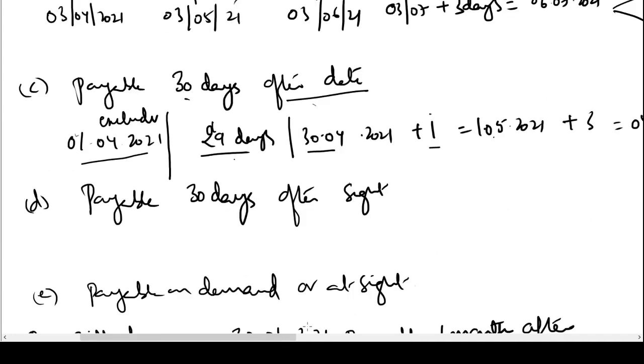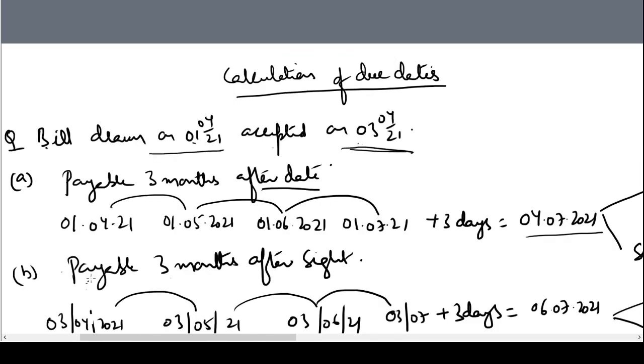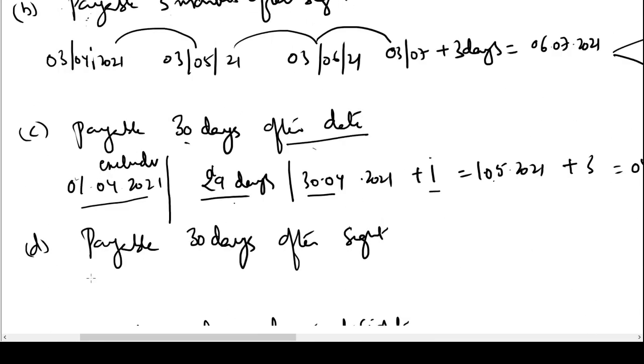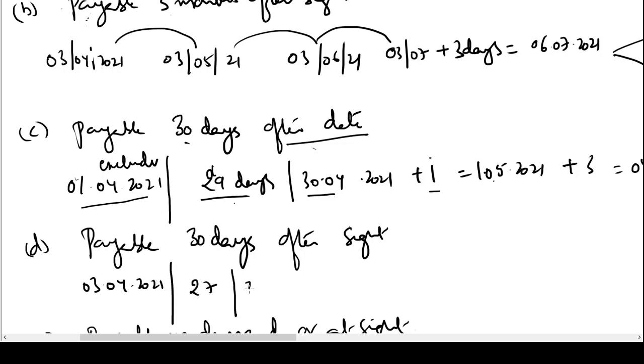Now if the bill is payable 30 days after sight, in such case we have to start from the date of acceptance. The same problem, accepted on 3rd April 21. So 3rd April 21, up to this date you cannot count, you have to exclude these days. So 27 days are left in April. So by 30th April 27 days are complete. We have to give 30 days time, so we have to give 3 more days.